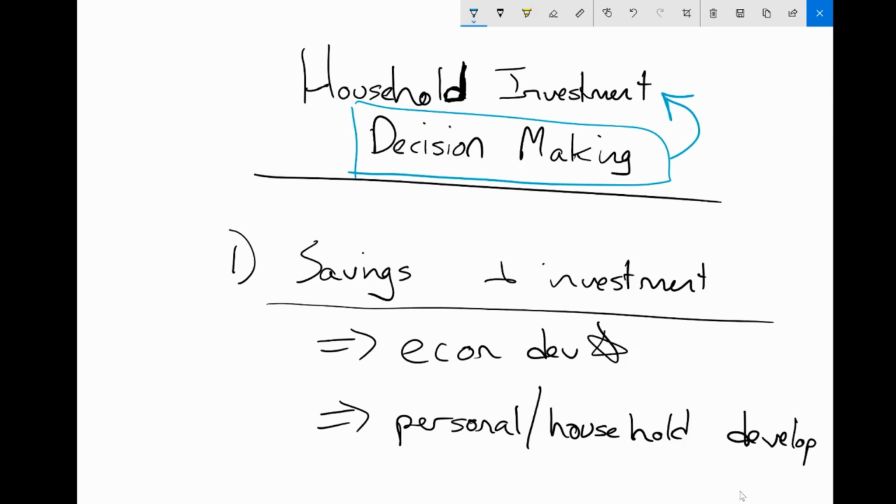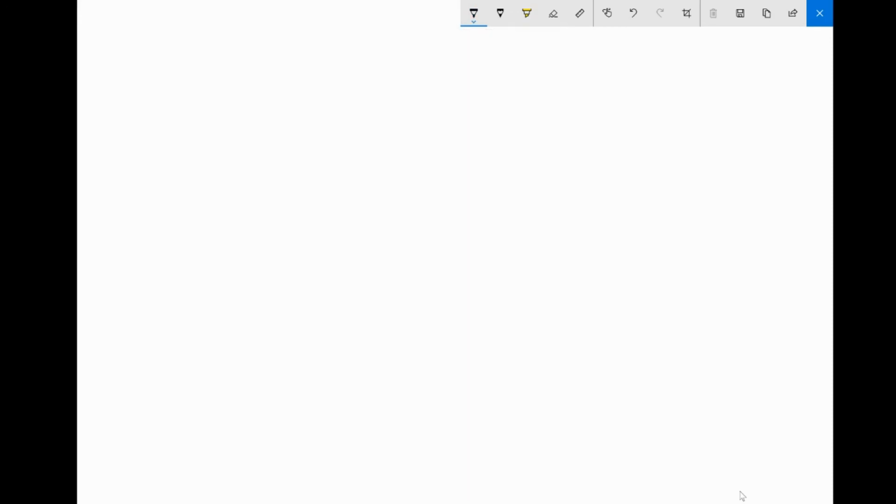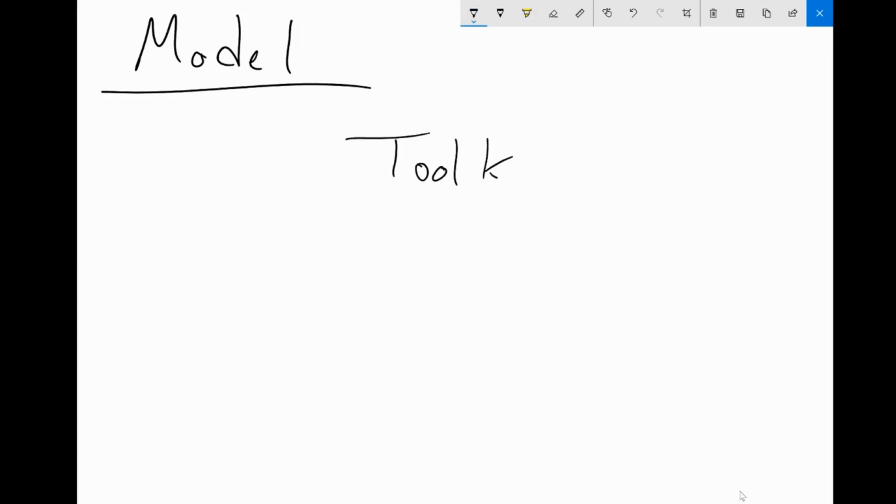So that's what I want to do. And so we're going to do a simple model of that today. All right, so there's the motivation. Let's jump right in to the model. Now, first, before we model this, we need to build a toolkit. We got to explain a couple concepts.